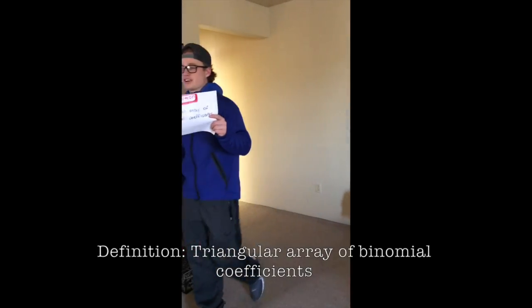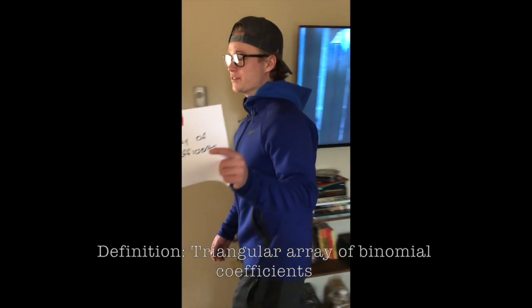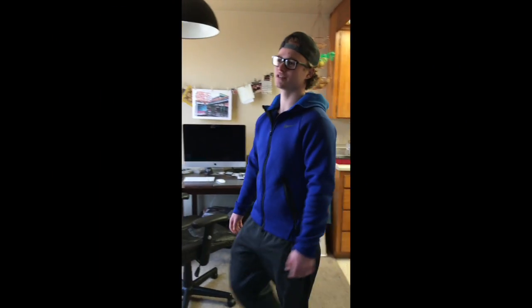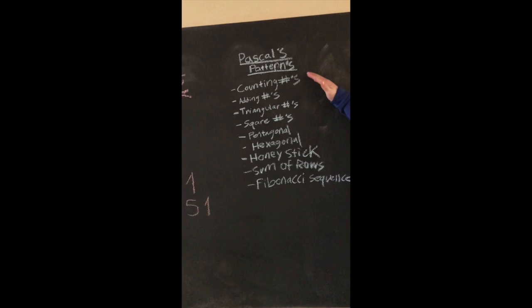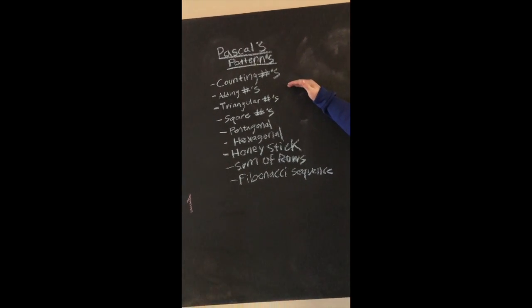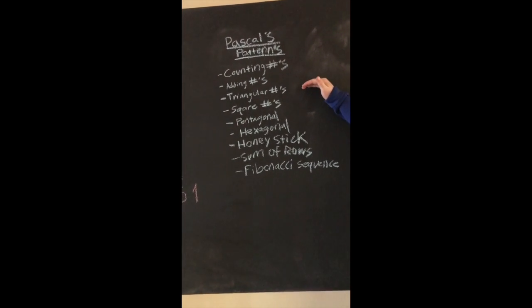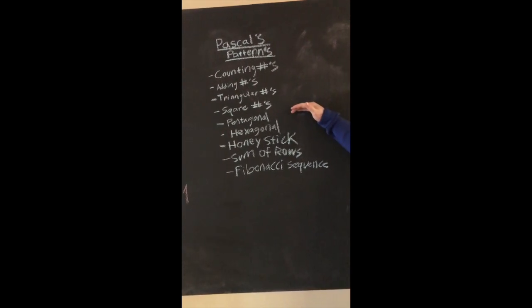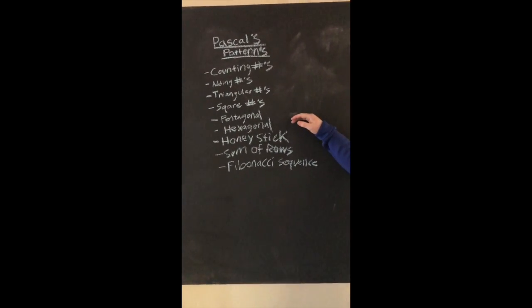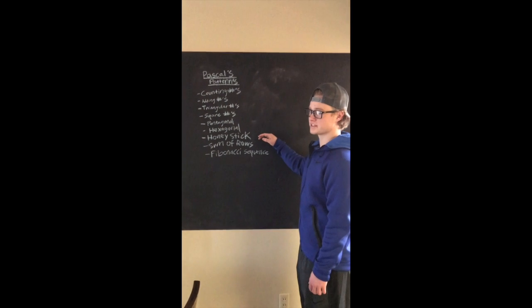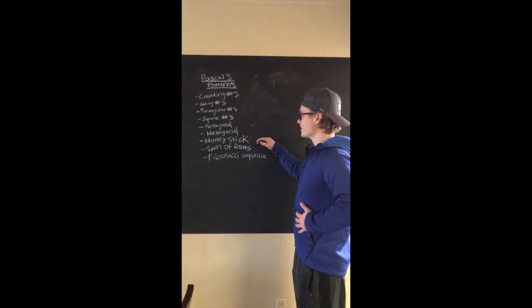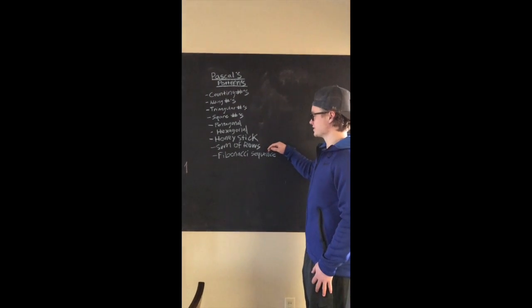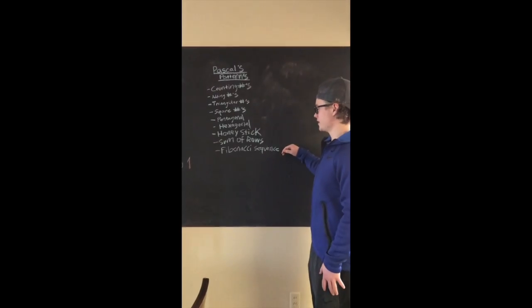Pascal's triangle is a triangular array of binomial coefficients. Pascal's triangle has a lot of patterns. Some of them include counting numbers, adding numbers, triangular numbers, square numbers, pentagonal numbers, hexagonal numbers, honey stick numbers, sum of row numbers, and the Fibonacci sequence.